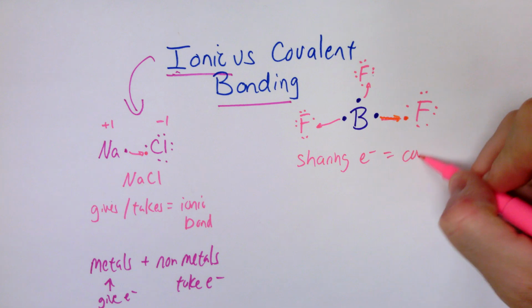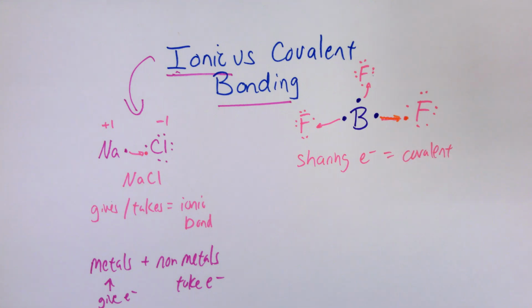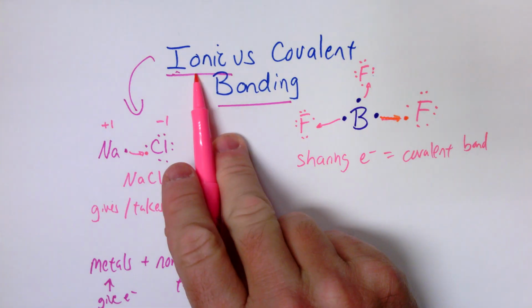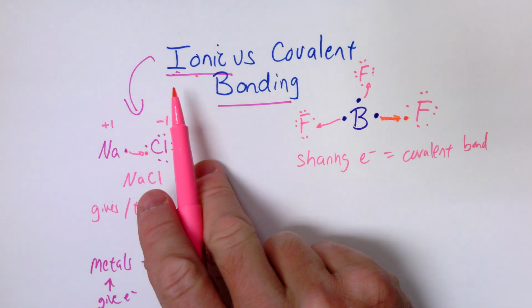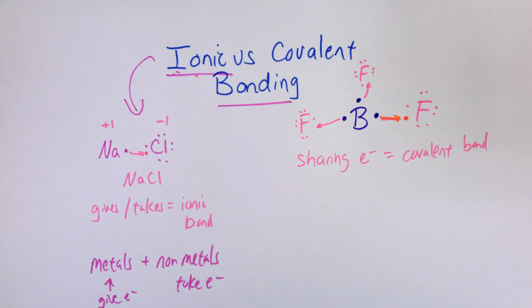Sharing electrons is what we call a covalent bond. Remember, an ion is something that's charged, so something gives and something takes an electron. A covalent bond is when one guy can't take the electron from the other, so they play a little tug of war and they end up sharing the electron. That's what a covalent bond is. It's just when two atoms are sharing a pair of electrons.